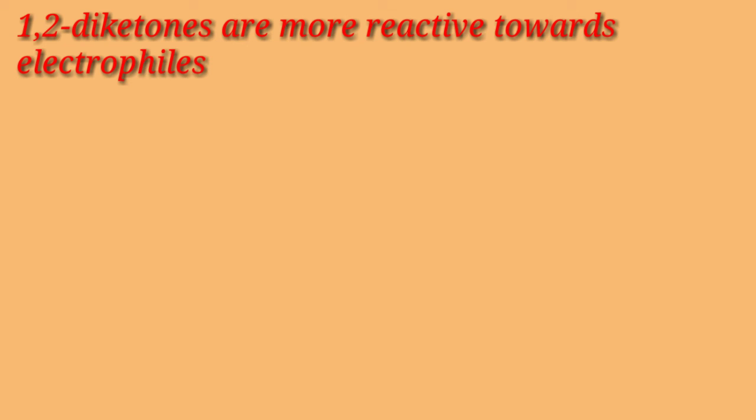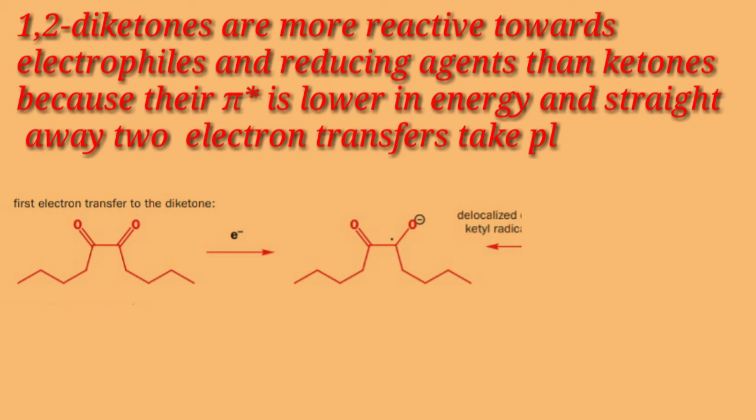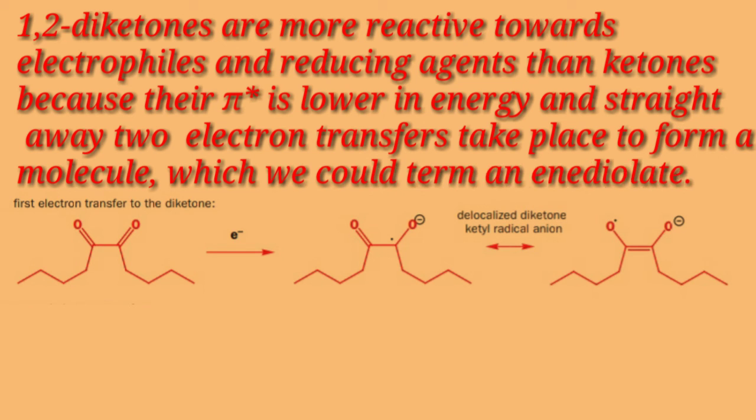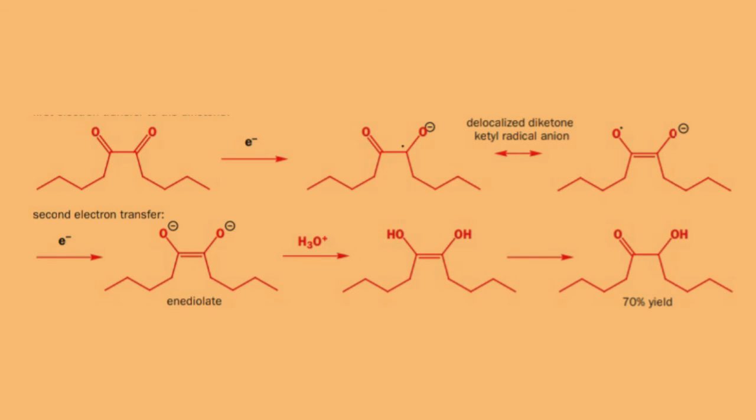1,2-diketones are more reactive towards electrophiles and reducing agents than ketones because their pi star is lower in energy, and straight away 2 electron transfer takes place from a molecule which could form an enediolate. On quenching the reaction with acid, this dianion is protonated twice to give an enol of an alpha hydroxy ketone, and it is this alpha hydroxy ketone that is the final product of the acyloin reaction.